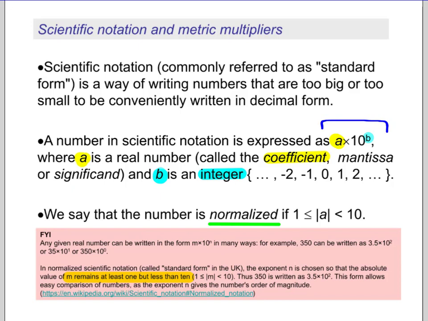So you can see down here, if we looked at the number 350, you could write that a couple of different ways. You could say 3.5 times 10 squared, 35 times 10 to the 1, or 350 times 10 to the 0. Those are all scientific notation. They're all correct, but the one that would be normalized would be this one. And you can see that the a value of 3.5 lies between 1 and 10. So that's what we call normalized.